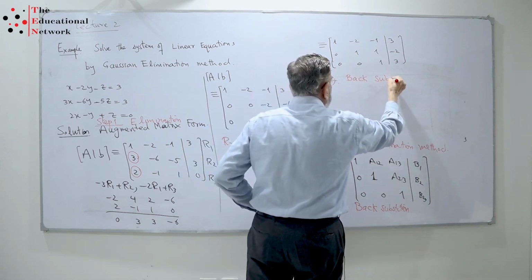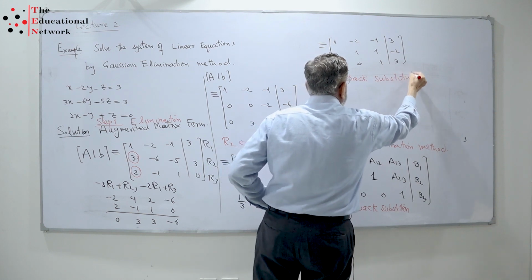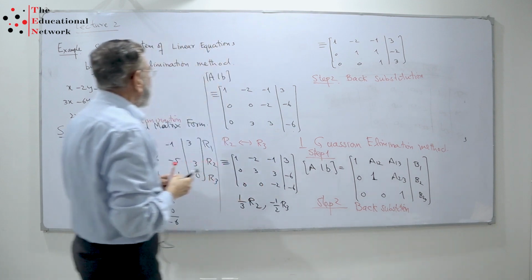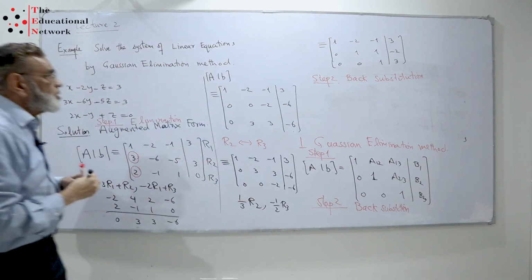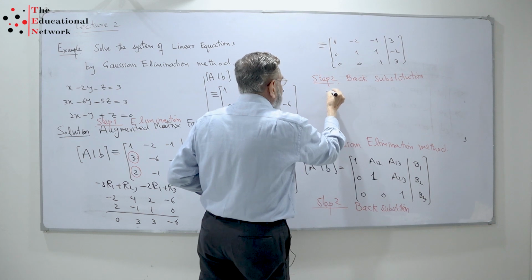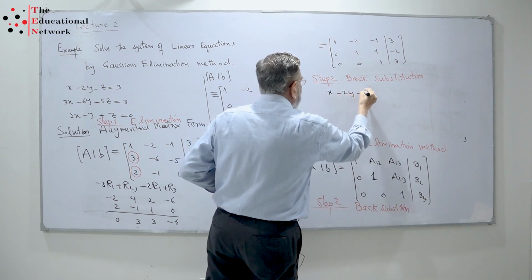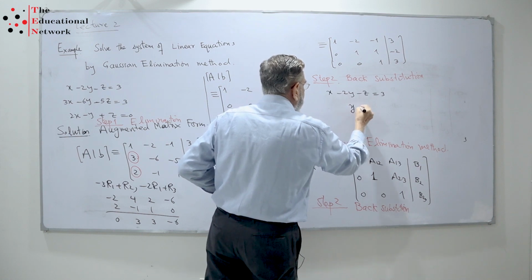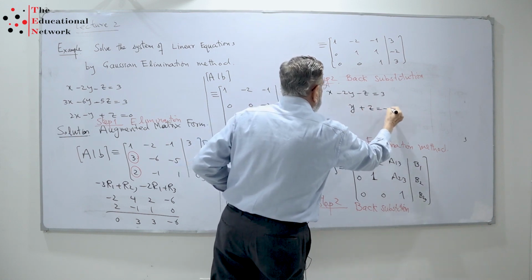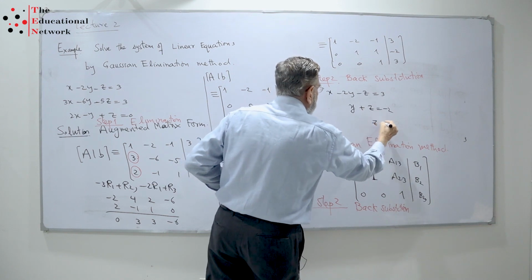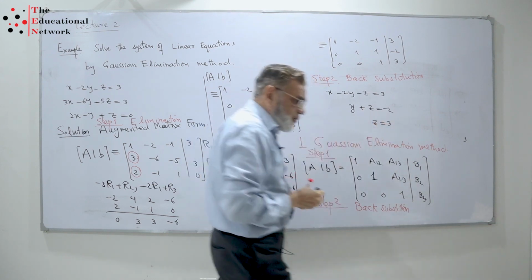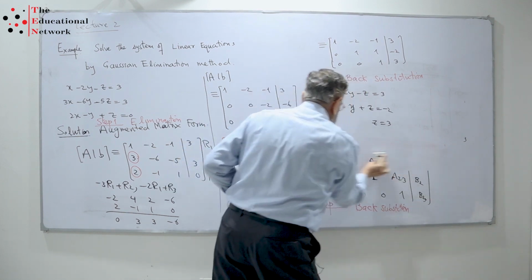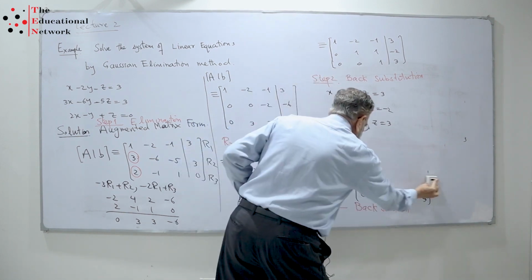For this one, I will just write my augmented matrix in the equation form. So again, we're having the variables x, y, and z. My first equation becomes x minus 2y minus z equal to 3. Then y plus z equal to minus 2. And z equal to 3. So this is my equation form. And as told, we can solve it by back substitution. So we use the back substitution and get the value of x, y, and z.